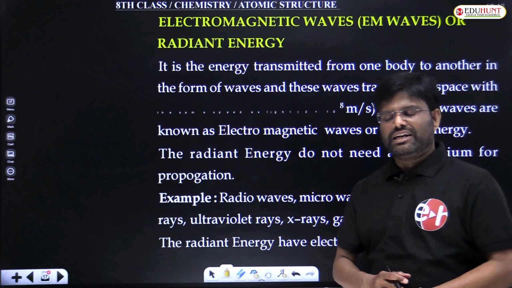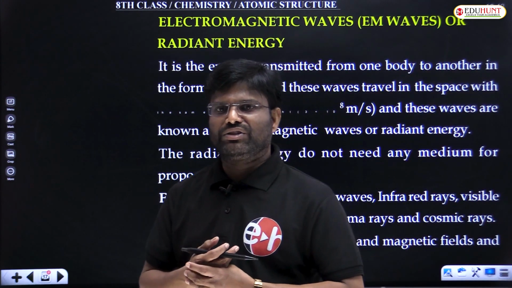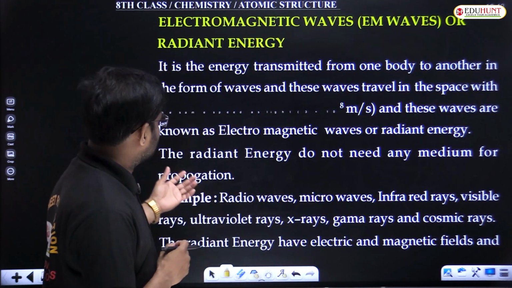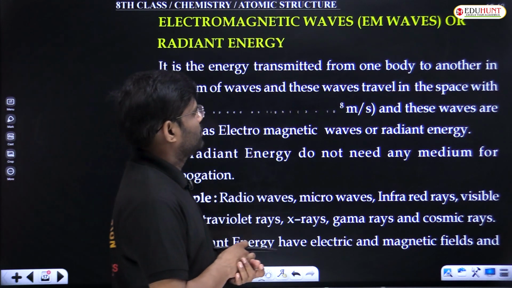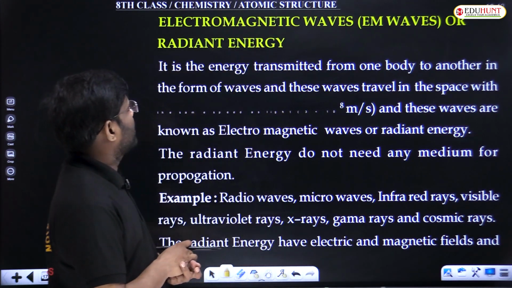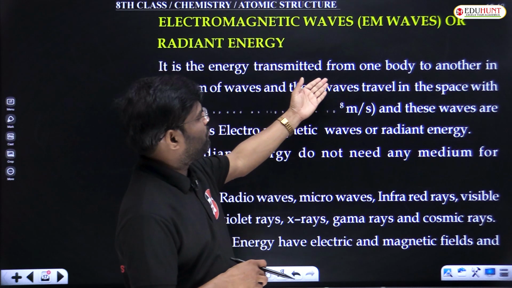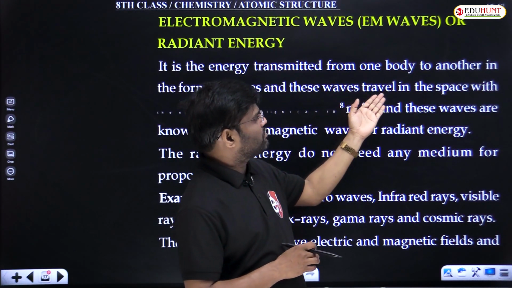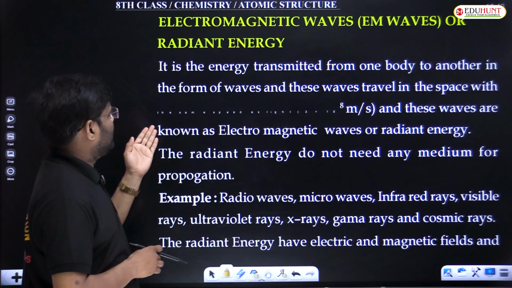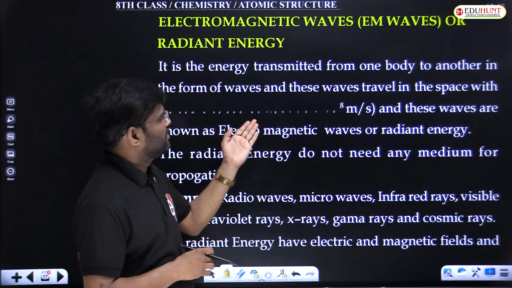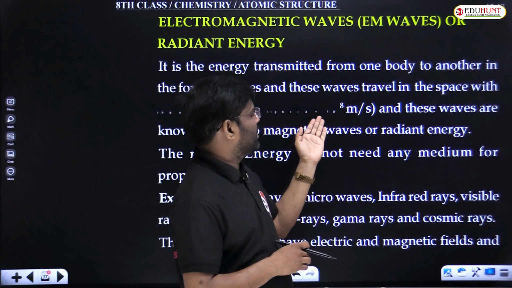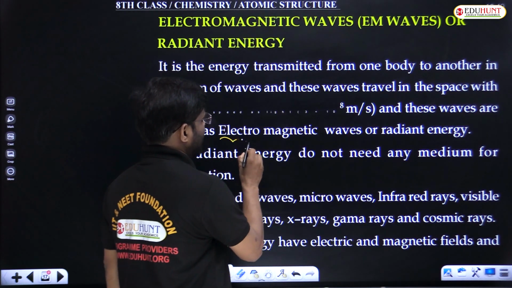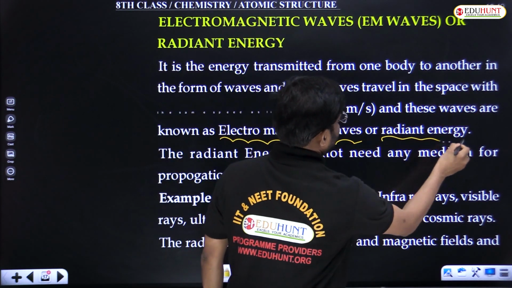So let us discuss the electromagnetic wave theory. So right children, I am now teaching electromagnetic waves. EM waves are radiant energy, the energy transmitted from one body to another body in the form of waves, and these waves travel in space at the same speed as light, that is 3 × 10⁸ meters per second. These waves are known as electromagnetic waves. Electromagnetic waves are radiant energy.